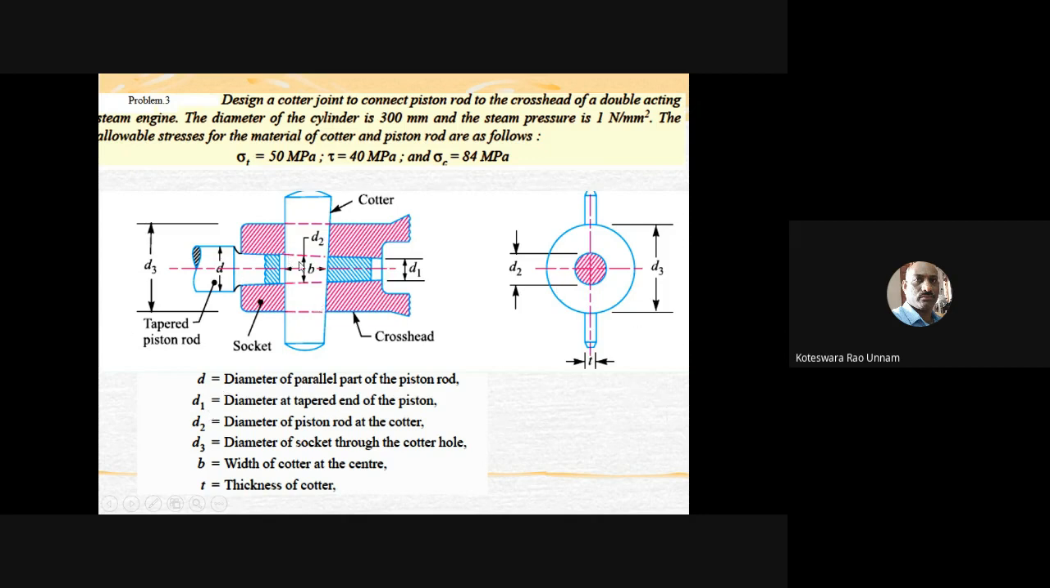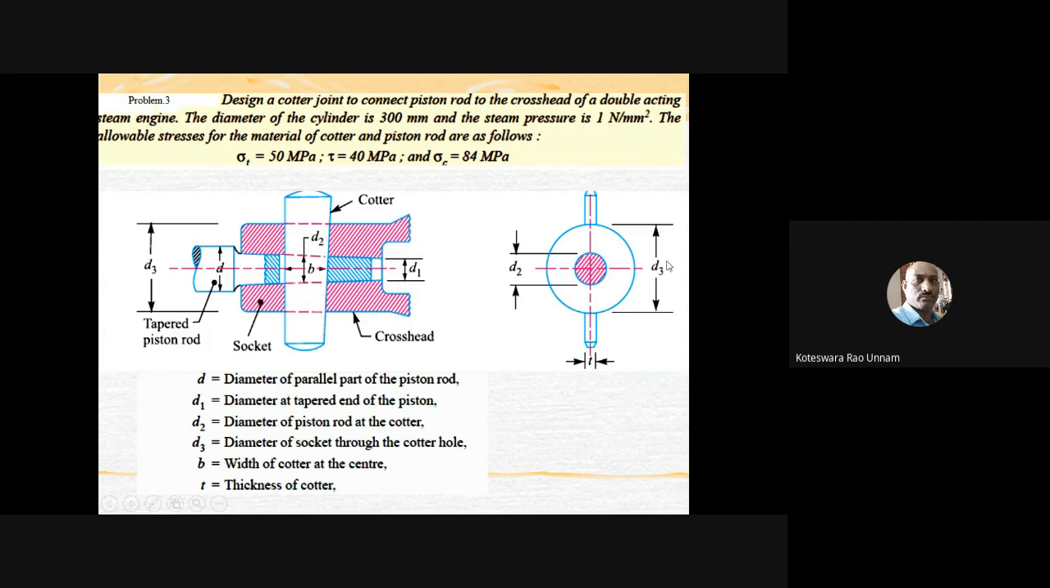So what is D2 here? D2 is the outside diameter of the rod, here the diameter of the piston rod. This is the diameter of the rod, D. D1 is the diameter of the taper end of the piston. This is D1. D3 is the outside diameter of the socket. Then B is the width of the cotter and T is the thickness of the cotter.